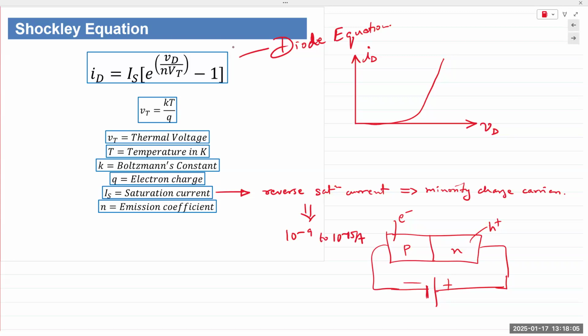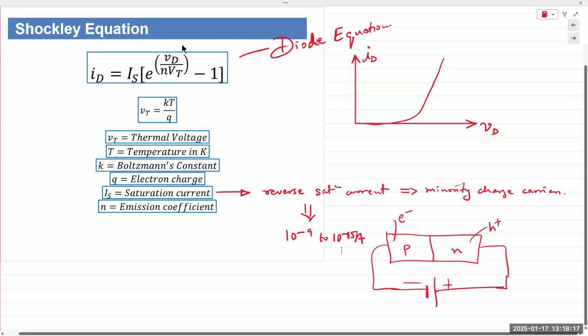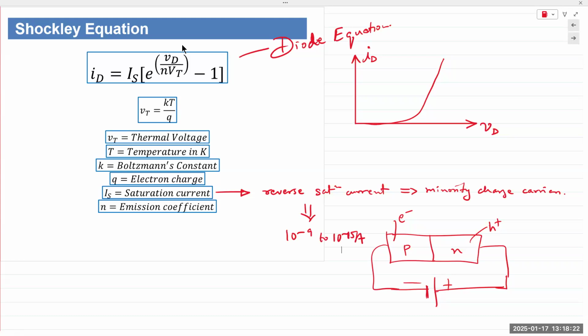And it is a result of the fabrication process, and of course, the material properties, not just the fabrication process, also the material properties. So saturation current is typically very small. So that's the first quantity, the most important one.